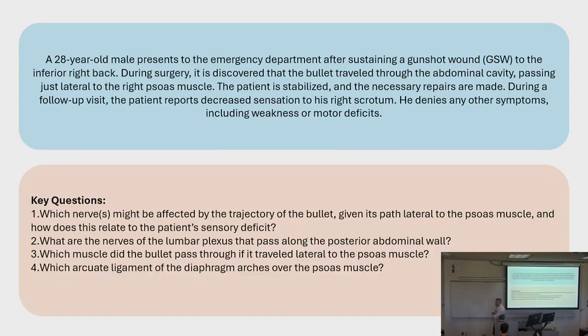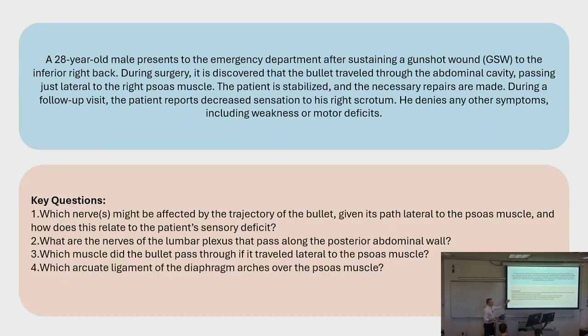So, shot in the back, goes to the right or lateral to the right psoas muscle, comes through, decreased sensation to the scrotum. What nerve passes across the posterior abdominal wall, lateral to the psoas, that can lead to loss of sensation to the scrotum? Ilioinguinal. Okay, ilioinguinal here.